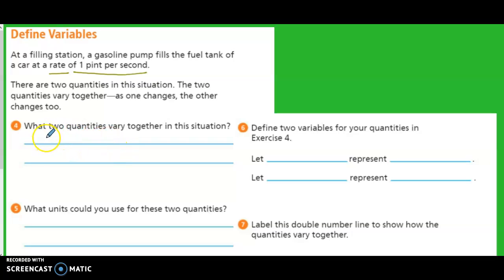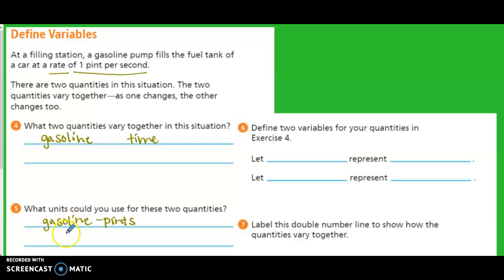The two quantities are the amount of gasoline and the time it takes to fill up the gas tank. Question 5, what units could you use for these two quantities? Well, they're kind of given to us: pints and seconds. For the amount of gasoline going into the gas tank, we're going to use pints because that's what they told us. We can't just pick.